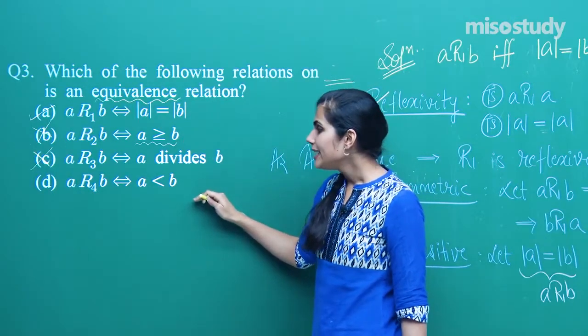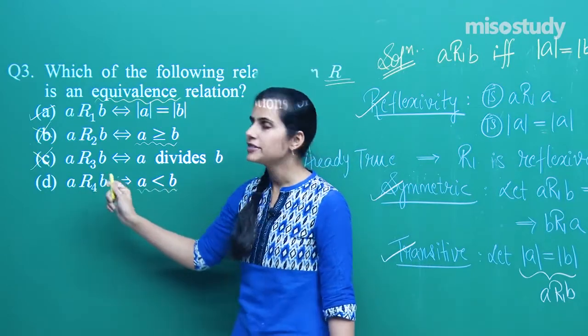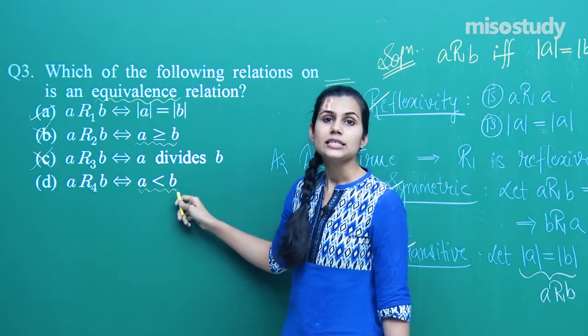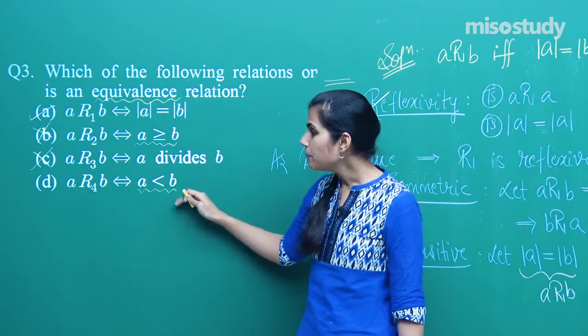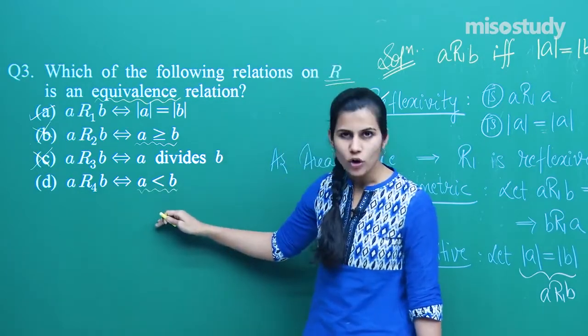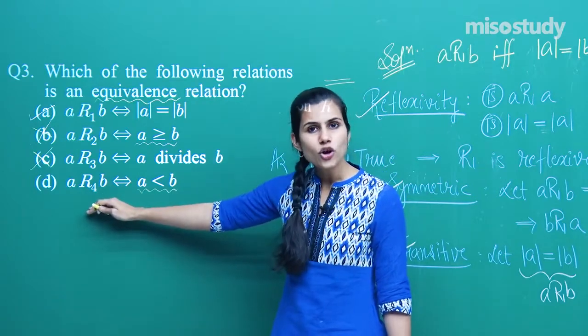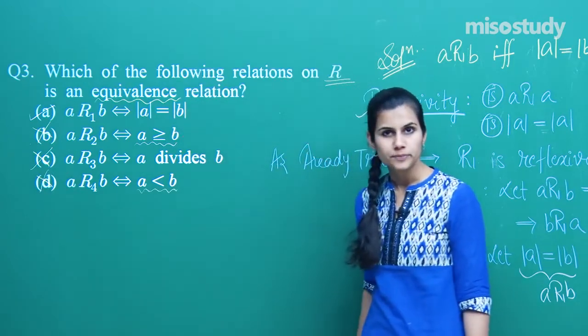If I talk about R4, here it is saying A is less than B, only then A is related to B. 2 is less than 3. Does this imply 3 is less than 2? Not at all, and therefore this implies 2, 3 is in R4, but 3, 2 is not in R4, which means this relation is again not symmetric and therefore not an equivalence relation.